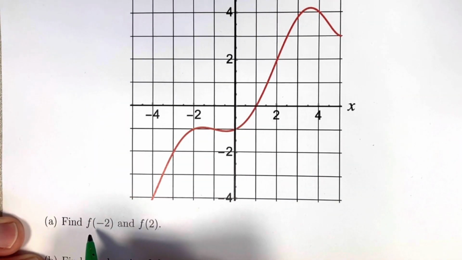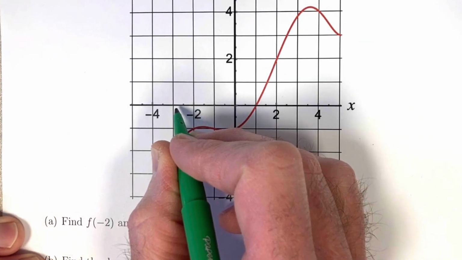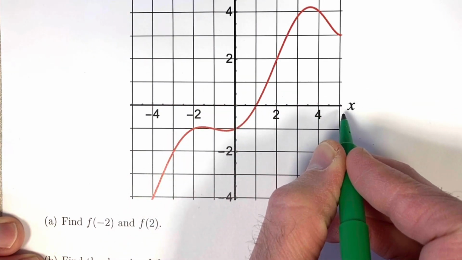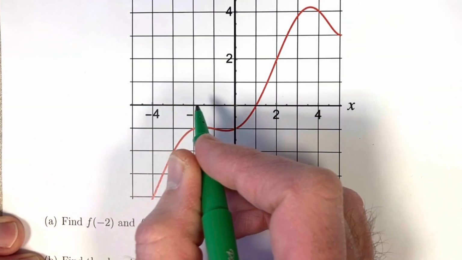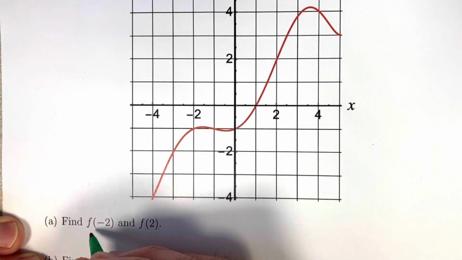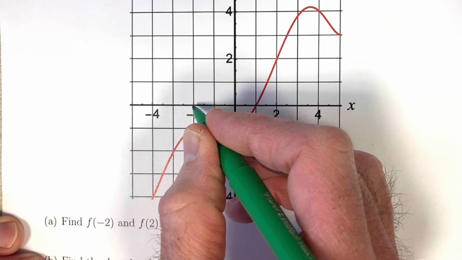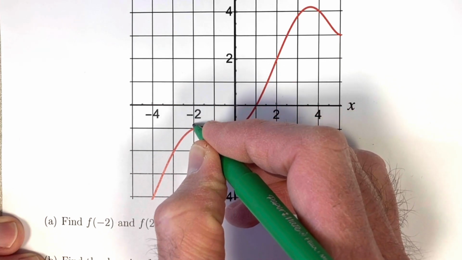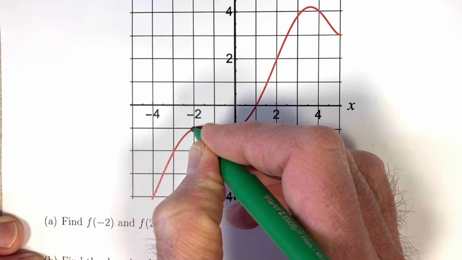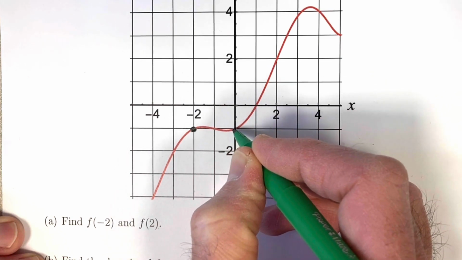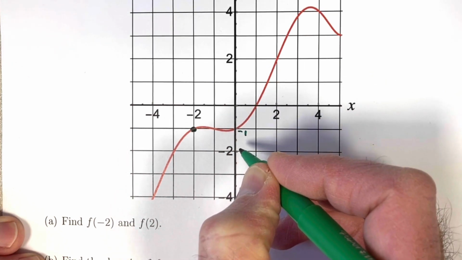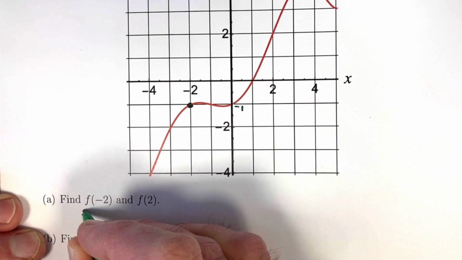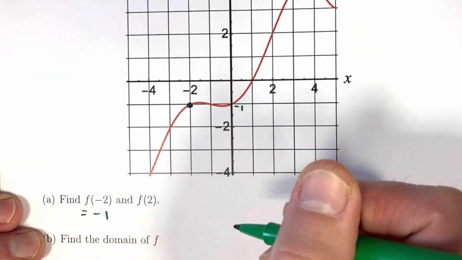F of -2. This is the output of the function when the input is -2. How is that done? You think of the x-axis as representing the input axis, and when x is -2, you're right there. To find the function value, you need to go up or down to the graph and look at the second coordinate. When x is -2, the corresponding point on the graph is right there, and the y-coordinate is -1. That means f of -2 equals -1. That's how to interpret this graph.